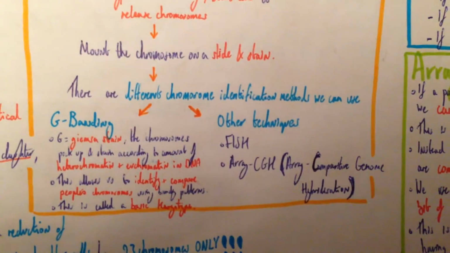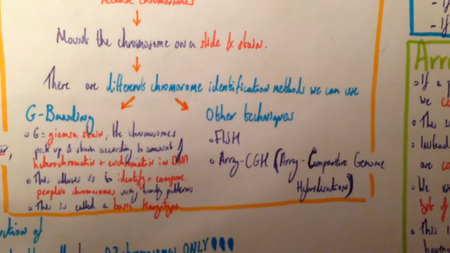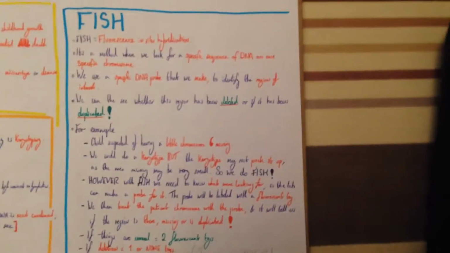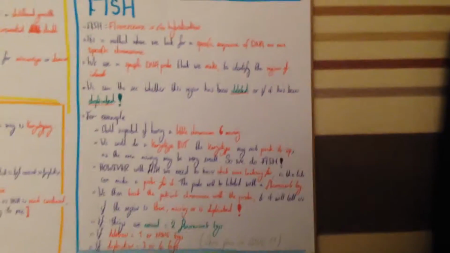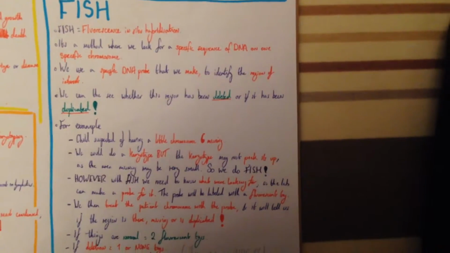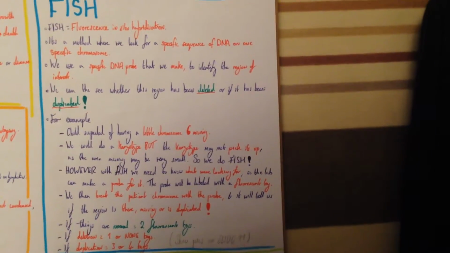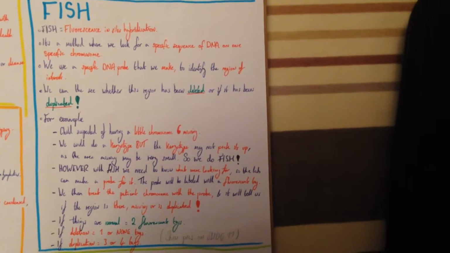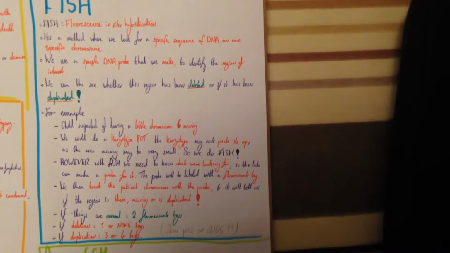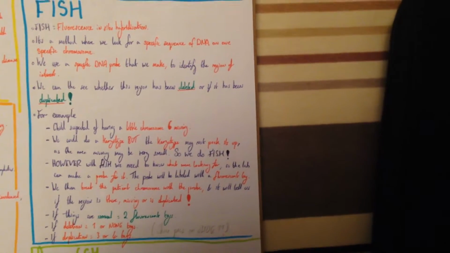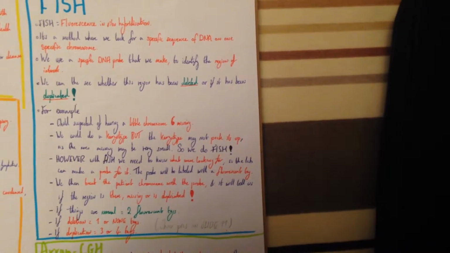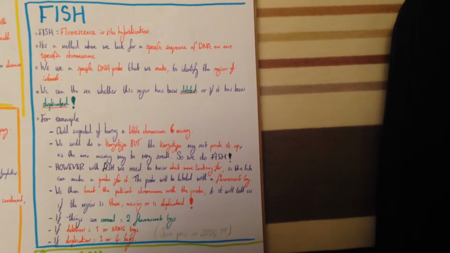The other techniques are FISH and array CGH, or array comparative genomic hybridization. To start off with FISH, we have already learned these, but we'll go into further detail to supplement our learning. FISH stands for fluorescence in situ hybridization. It's a method where we look for a specific sequence of DNA on one specific chromosome. We use a specific DNA probe that we make to identify the region of interest. We can see whether this region has been deleted or if it has been duplicated.